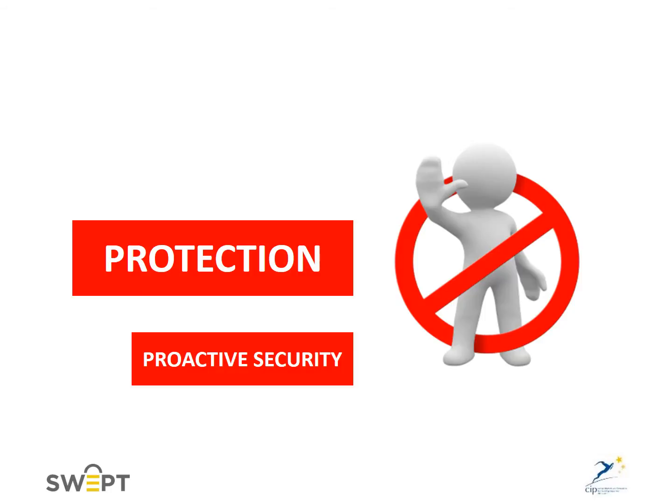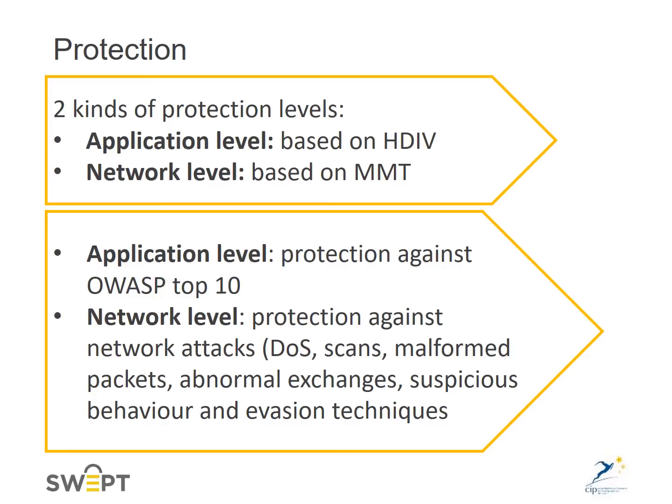Okay, so let's explain how the protection service works. As we explained, the protection service has 2 main sub-services: application level, based on HDiv, an open source Java component, and network level, based on MMT, a network-based probe tool. At application level, HDiv is able to protect against OWASP top 10 risks. It does this by integrating with foundational software. For example, in the SWEPT project, HDiv has been extended to work with Symfony, a PHP framework.